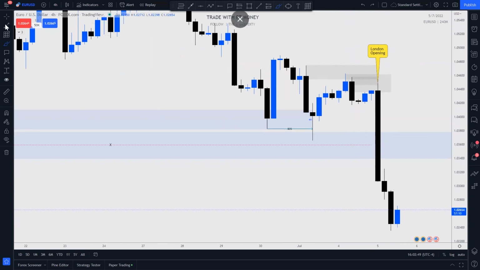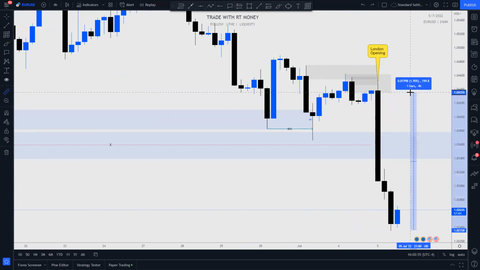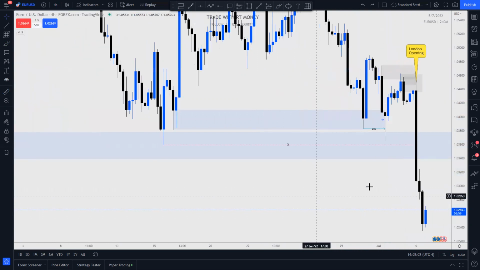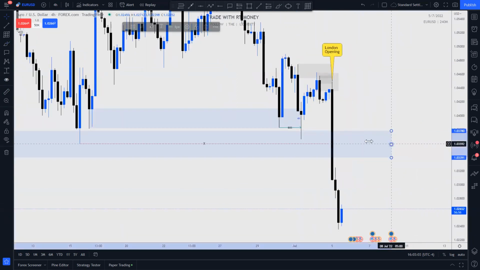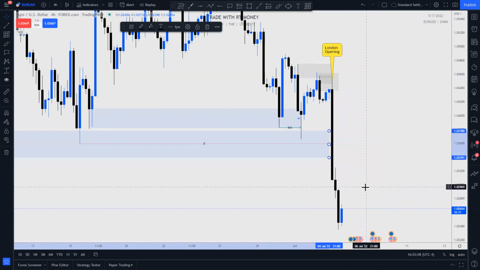But this was quite a drop. Nice drop here, don't you think? Doesn't that look pretty? From the POI, about 200 pips. You can't say nothing to RT Money, except, hey man, thank you.